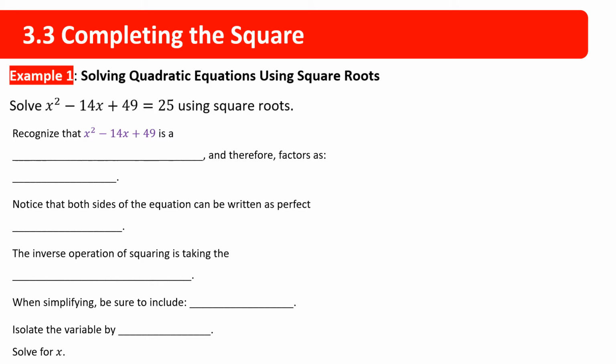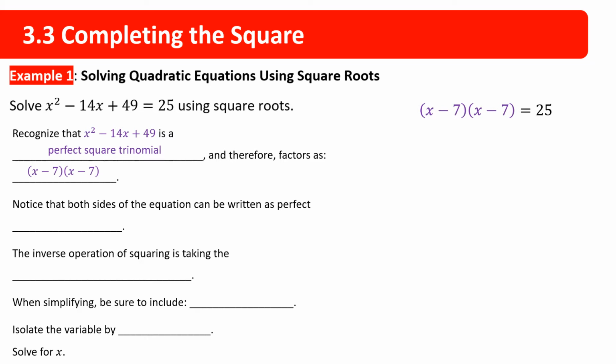In example 1, we're asked to solve this quadratic equation using square roots. And the trick here is to recognize that the left-hand side is a trinomial, x squared minus 14x plus 49. That's what we know to be a perfect square trinomial. And perfect square trinomials factor in such a way that we get two binomials that are the same, in this case x minus 7 and x minus 7. So you can see how that starts to work over on the right.